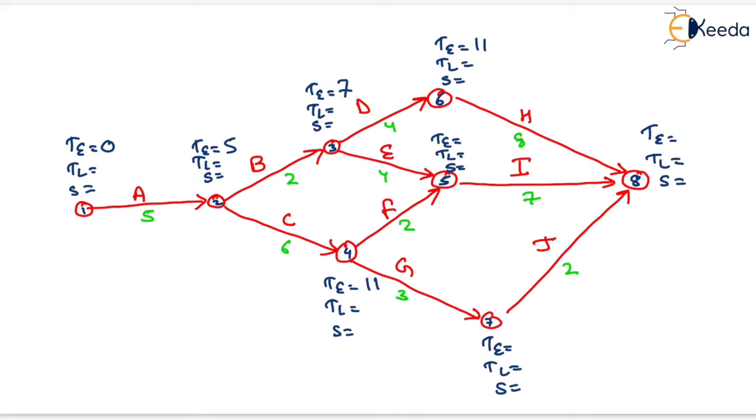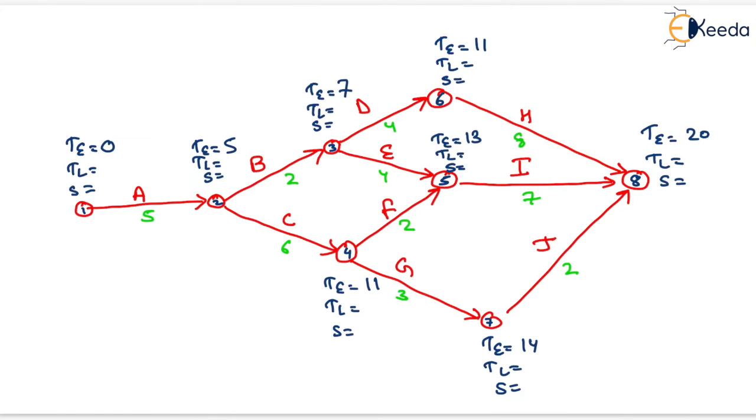For event 5, it will be equals to 7 plus 4, that is 11, and 11 plus 2, that is 13. So maximum will be 13, so we will write here 13. Now for event 7, it will be equals to 11 plus 3, that is 14. For event 8, it will be equals to 13 plus 7, that is 20, 11 plus 8, that is 19, and 14 plus 2, that is 16. So 20 will be the maximum.